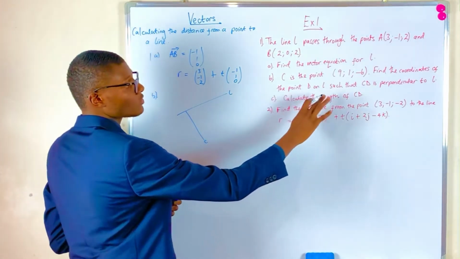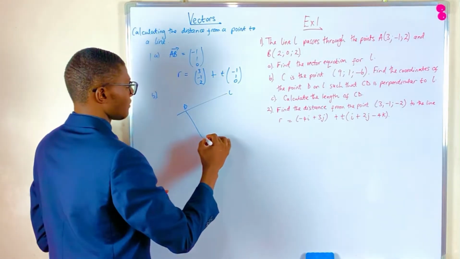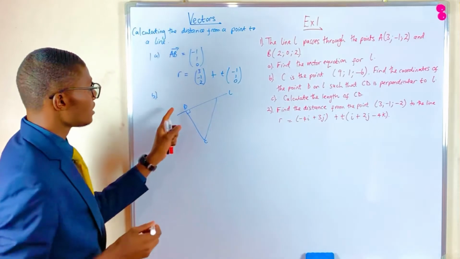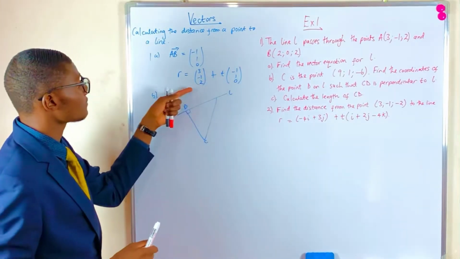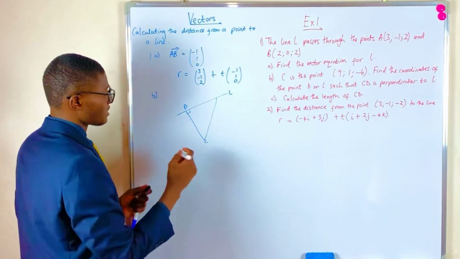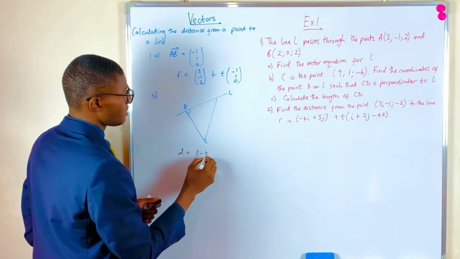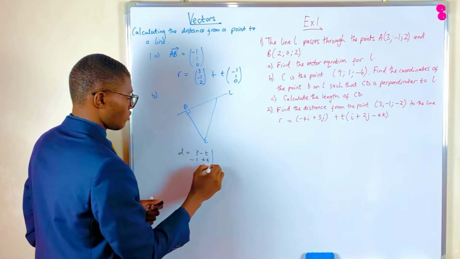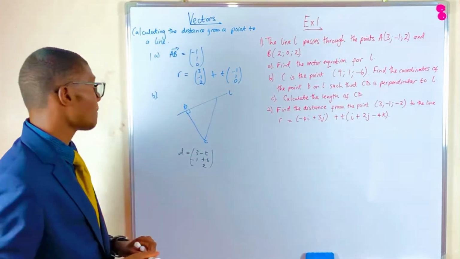And then we're told that CD is parallel to L. So if we let this be D, and then this can be any random point, the position vector of D, we can work it out from the vector equation. It is just represented by 3 minus T, then minus 1 plus T, and then 2. So this is the position vector of D.